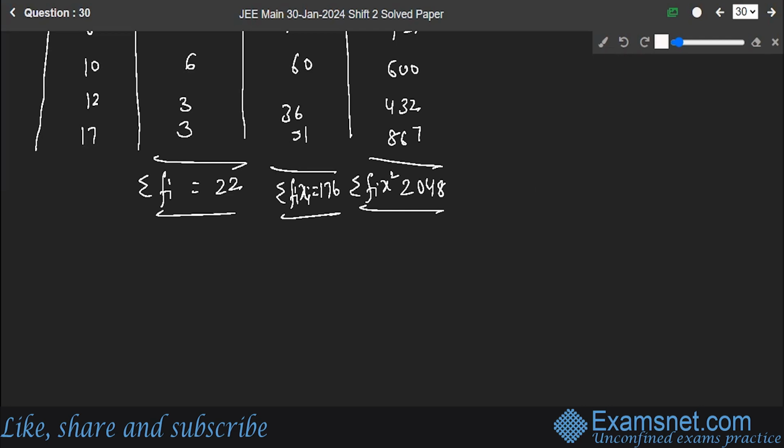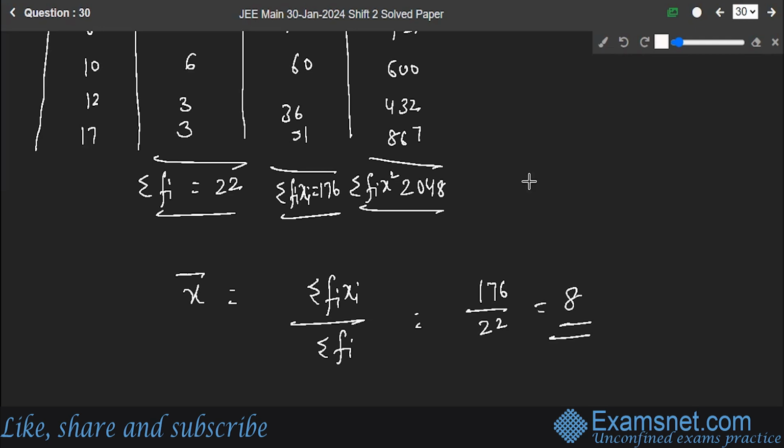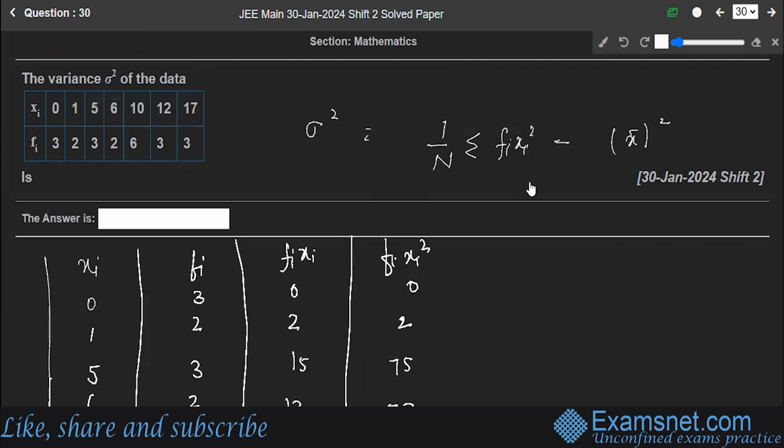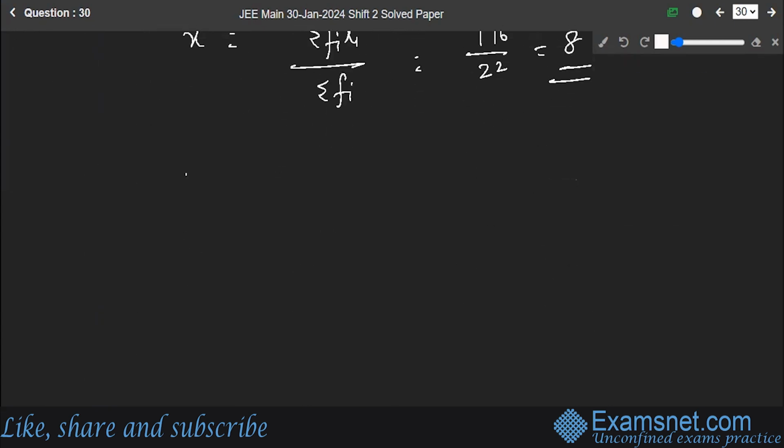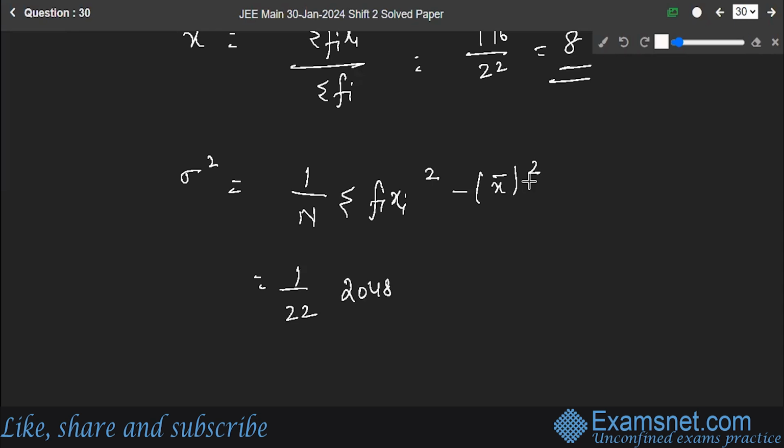Now, let's find out the mean. Mean is given by summation fixi upon summation fi. So this is equal to 176 upon 22. That is equal to 8. Now let's fill all these values in the given formula for the variance. Variance was equal to 1 upon n summation fixi square minus x bar square. This is 22, and this is 2048 minus 8 square, right?